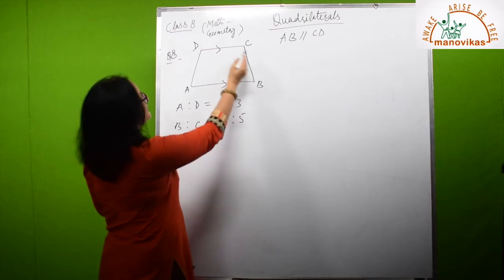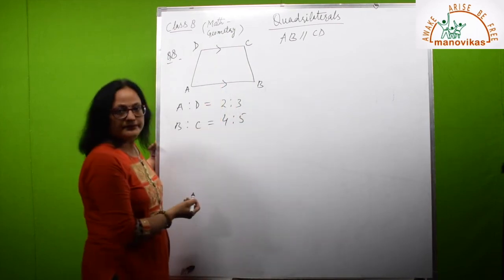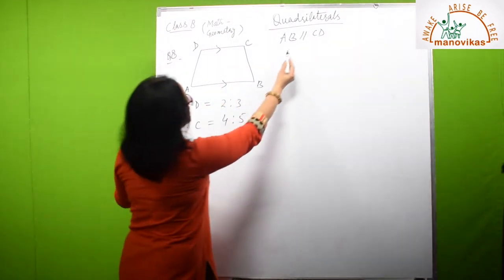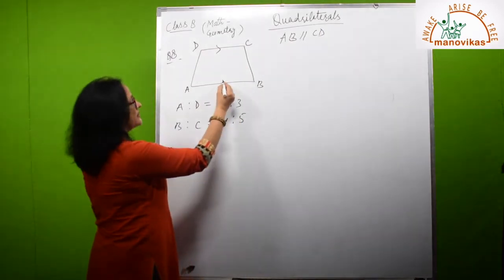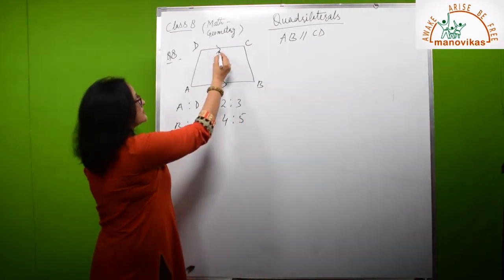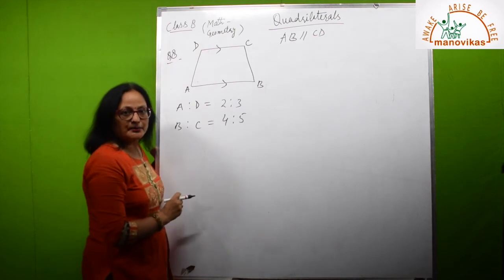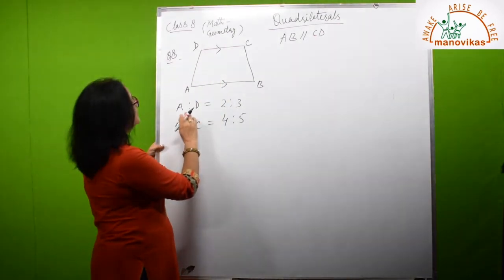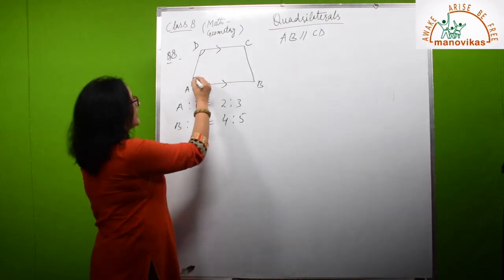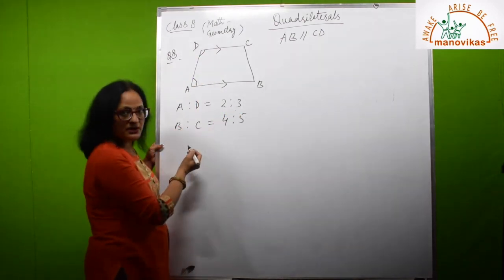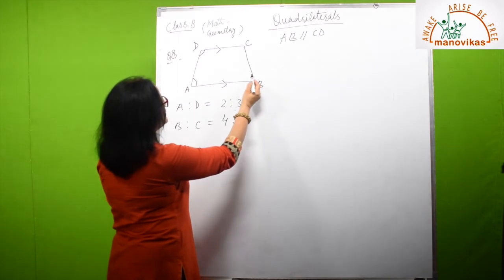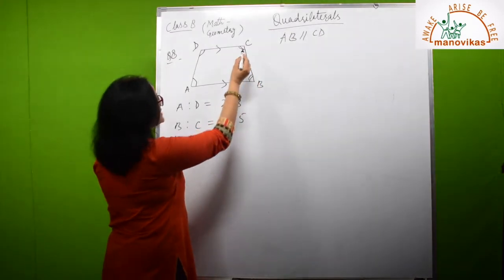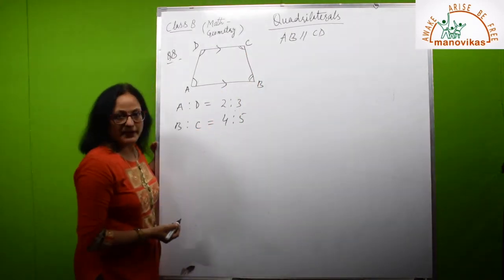In this you are given a quadrilateral ABCD, and in this quadrilateral AB is given parallel to CD. You can see these arrows. So these arrowheads show that lines are parallel. So AB is parallel to CD. Also you are given the ratio of angle A and angle D is equal to 2:3, and the ratio of angle B and angle C is given as 4:5.